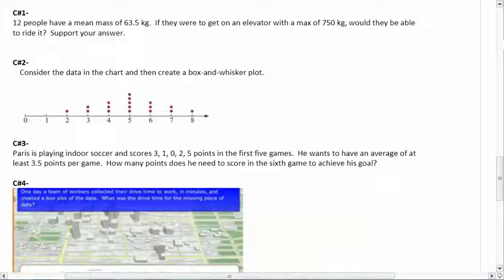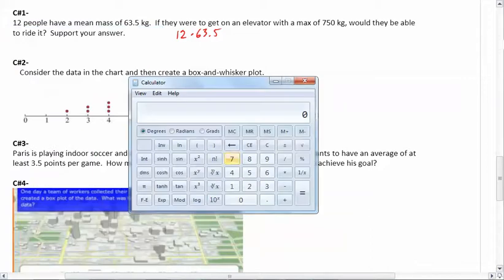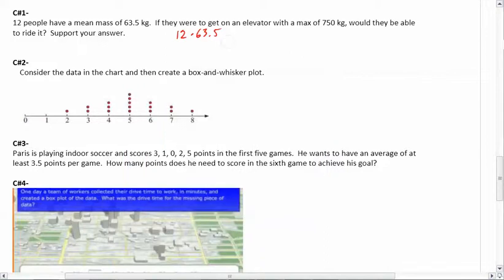Okay, so if 12 people have a mean mass of 63.5 kilograms, that means that on average they're each 63.5 kilograms, and so simply all you have to do is go 12 times 63.5, and we get 762. And so that would give us 762 kilograms for the 12 people, and that is too big. And because it's too big, no, they would not be able to ride it.